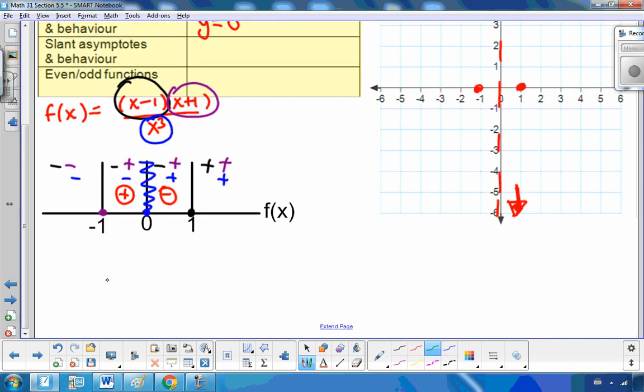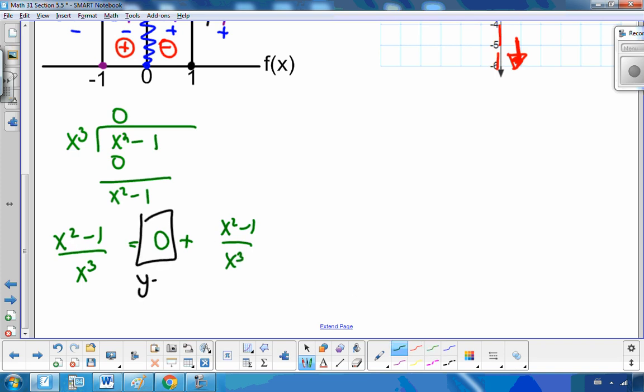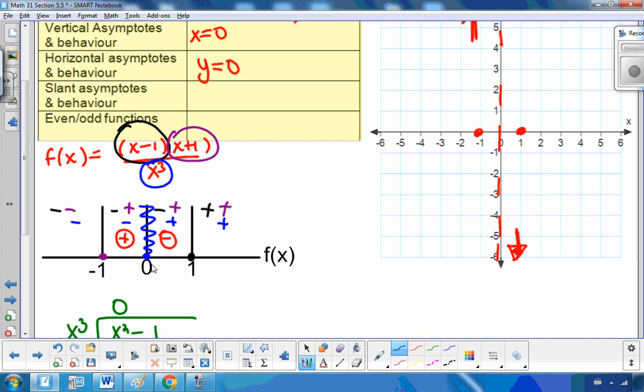But let's look at it using long division just to verify. So x cubed into x squared minus 1. So that goes in there 0 times, which 0 times x cubed is just 0, and then I subtract and I'm left with x squared minus 1, which means my function x squared minus 1 over x cubed can be written as 0 plus x squared minus 1 over x cubed. So this is my horizontal asymptote, which I suspected I had. So at 0, I have a horizontal asymptote.